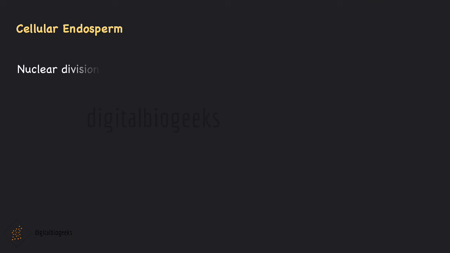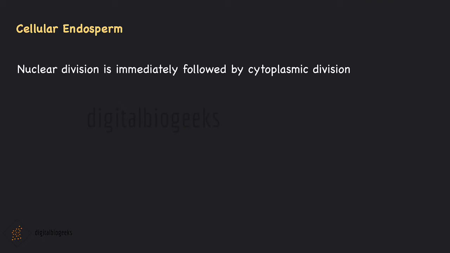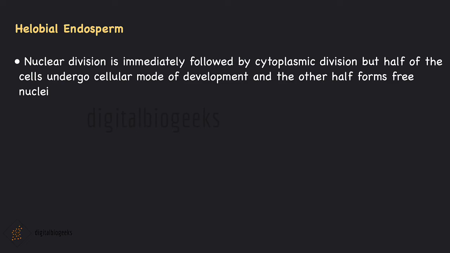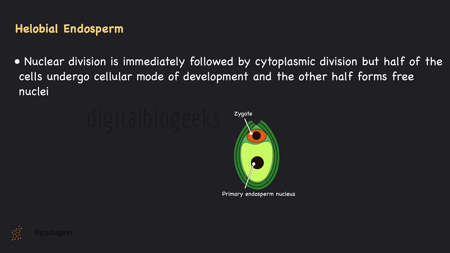In cellular endosperm, nuclear division is immediately followed by cytoplasmic division. In this kind of division, nuclear division is followed by cytoplasmic division, but half of the cells undergo cellular mode of development and the other half remain in the free nuclei stage. Let's see here, this is the primary endosperm nucleus which undergoes mitotic division and forms half of the cells like cellular mode of development. Half will be cells and the other half will be free nuclei.